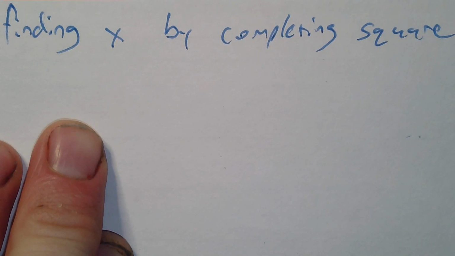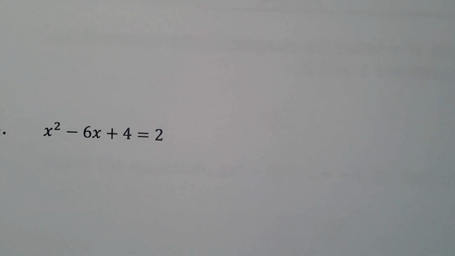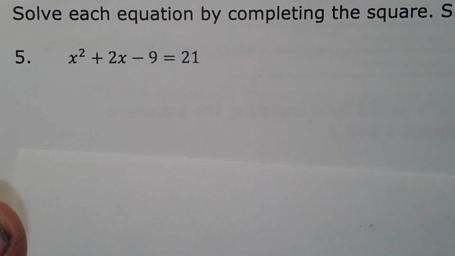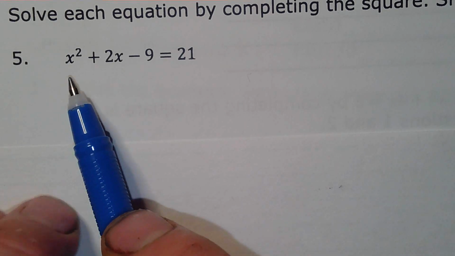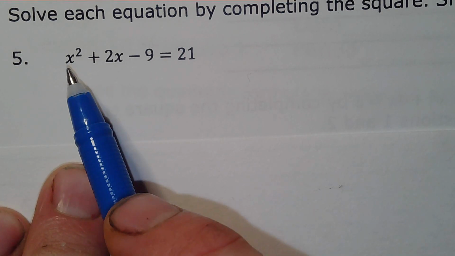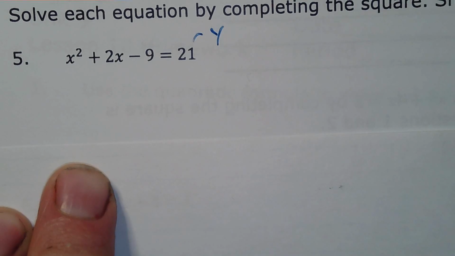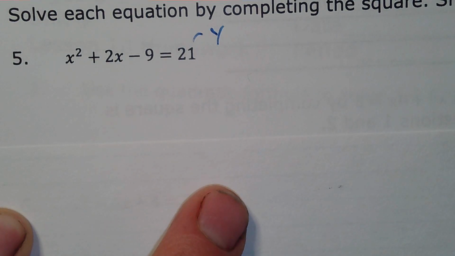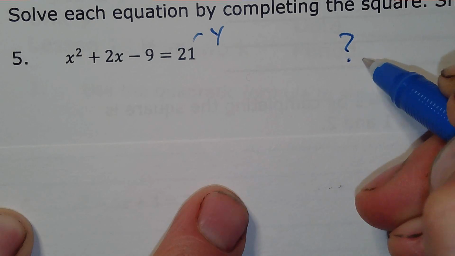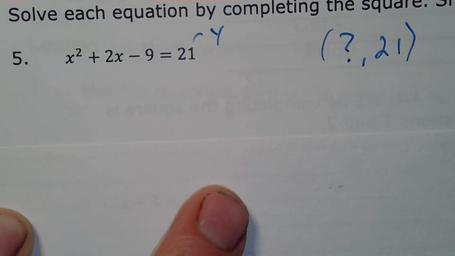Here's a video about how we're going to find x of a quadratic equation by completing the square. So here is a quadratic equation. Remember that a times x squared plus b times x minus c equals y. So this is my y term of a point on a quadratic, so it's something comma 21. I've got to figure out what this other value is by solving for x. It's kind of like what a function does but backwards.